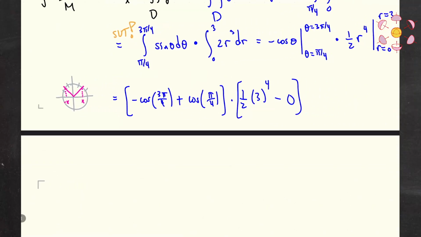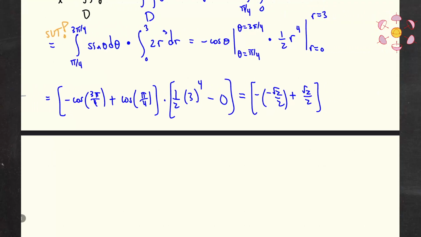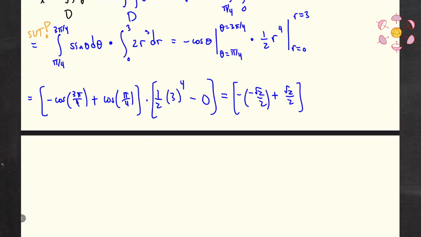So keeping that in mind, and again, at pi over 4, cosine and sine are the same. They're root 2 over 2. So I'll pick up negative root 2 over 2 when I evaluate negative cosine at 3 pi over 4, plus root 2 over 2 by evaluating cosine at pi over 4. All right, and I suppose I have to evaluate 3 to the fourth power. That is 9 times 9, 81.